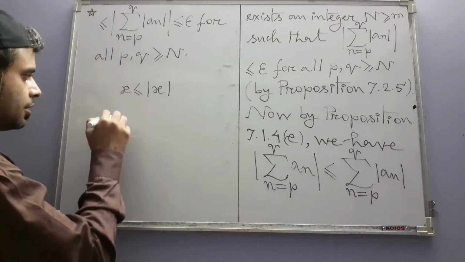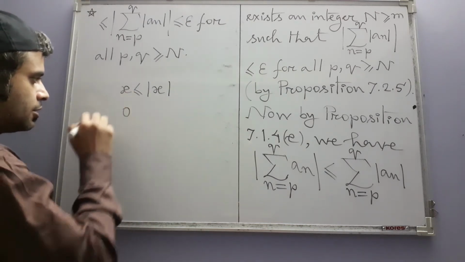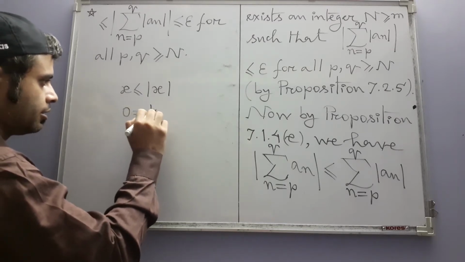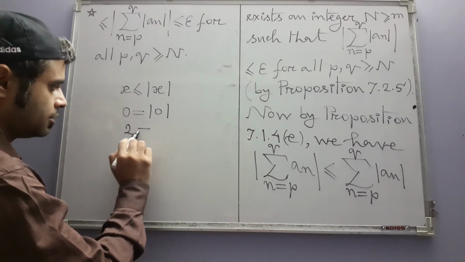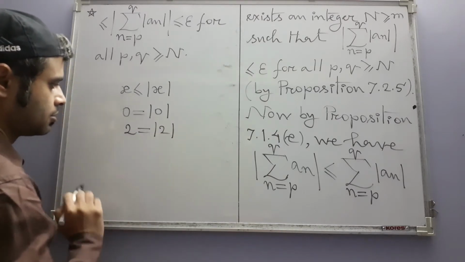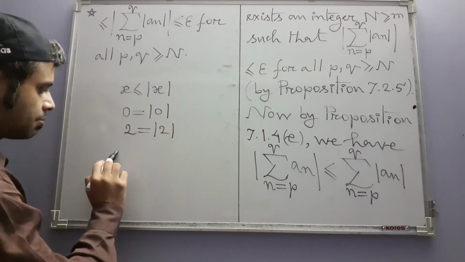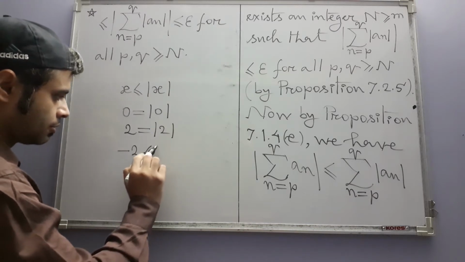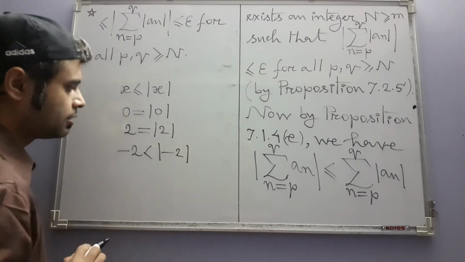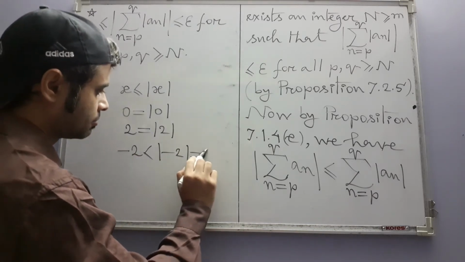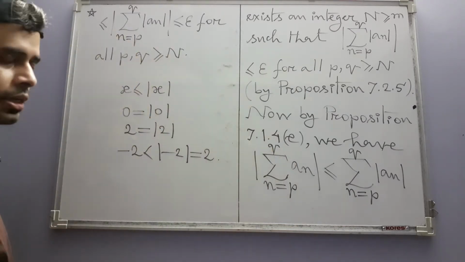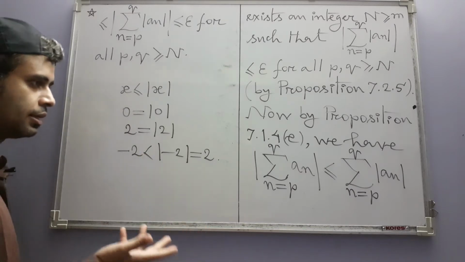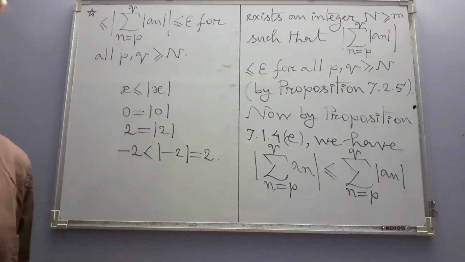Like for example, if you take 0, then you actually get that equal to this. Also, if you take 2, which is positive, you get this. But if you take say -2, then you get this strict inequality. So that's what we have used in the second inequality, or in other words, that is the second inequality.